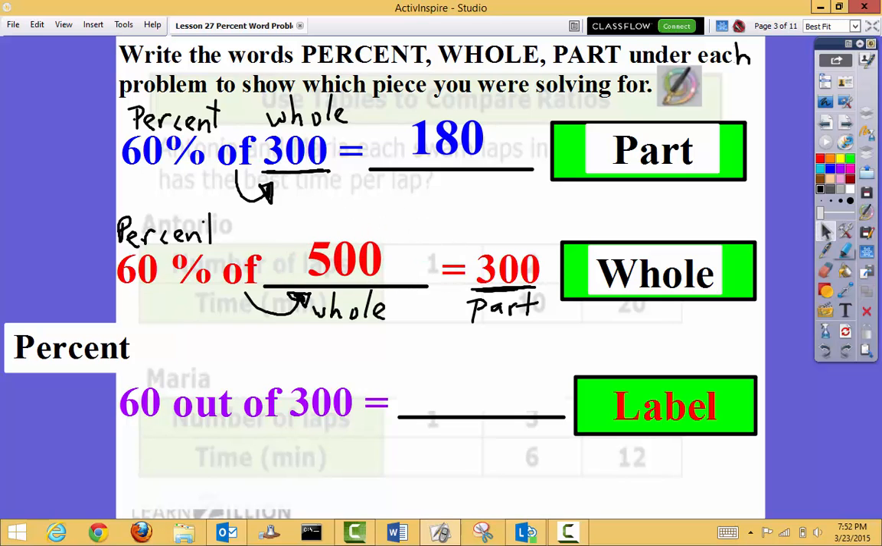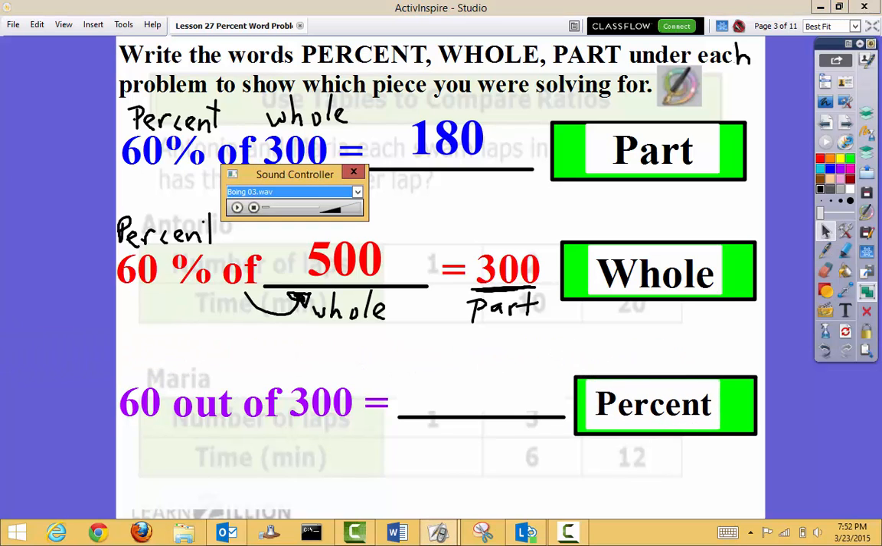So now I'm left with my last one. My label should be easy. It's going to be percent. Several ways I know that. One is process of elimination. There's nothing left for me to match up. The other one is I don't see a percent sign like I see one here and here. So that means I must be looking for that percent.